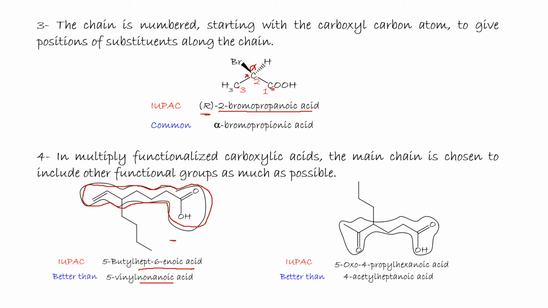5-butylhept, it's 1, 2, 3, 4, 5, 6, 7. So it's hept. On 6, we have a double bond, 6-enoic acid. For this compound, we have two functional groups. We have C double bond O in this chain, and we have the carboxylic group. That's why 5-oxo-4-propylhexanoic acid will be a better name than 4-acetylheptanoic acid.